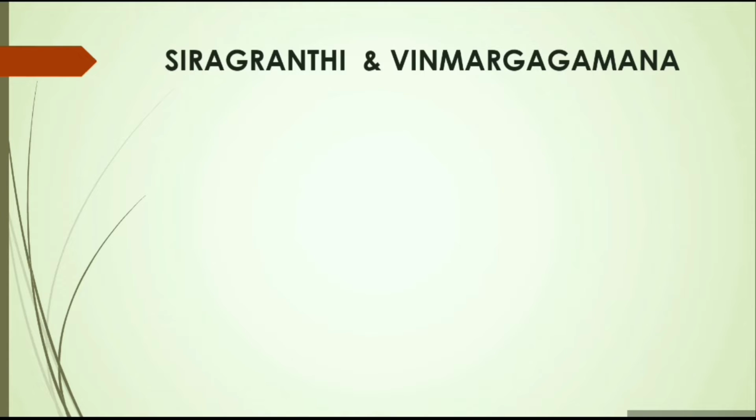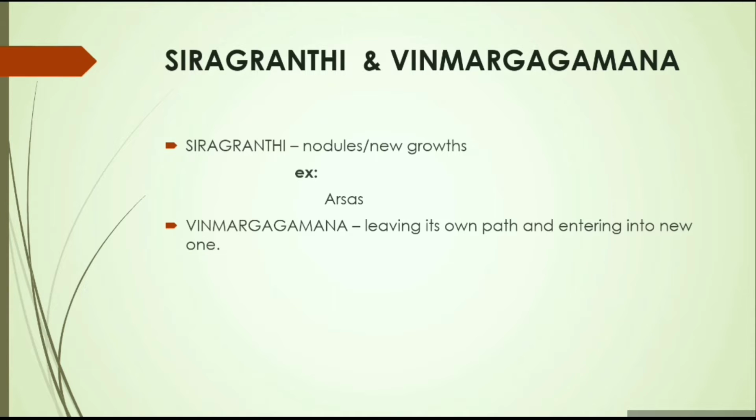Now the third and fourth kind are siragranti and vimargamana. Siragranti is nodules or new growths. Examples are arshas. Vimargamana is leaving its own path and entering into a new one. Some examples of Vimargamana are Kamala and Vidvibghata.